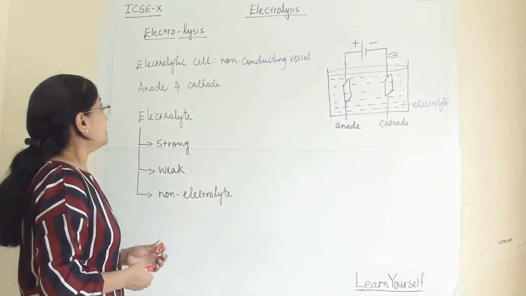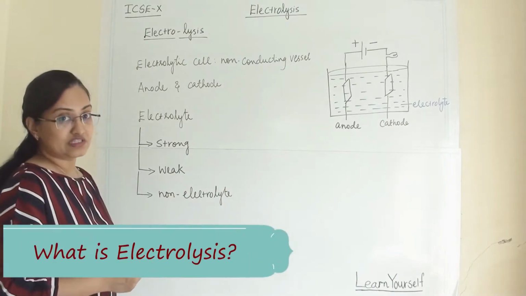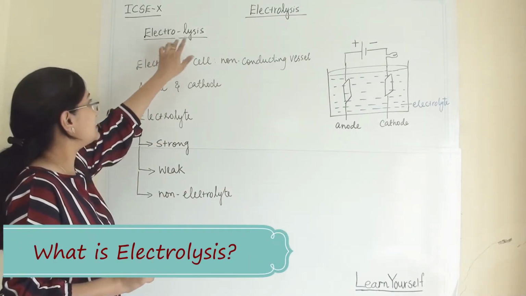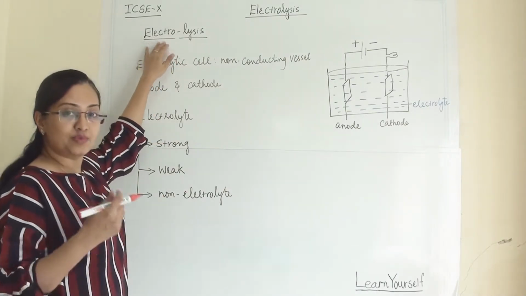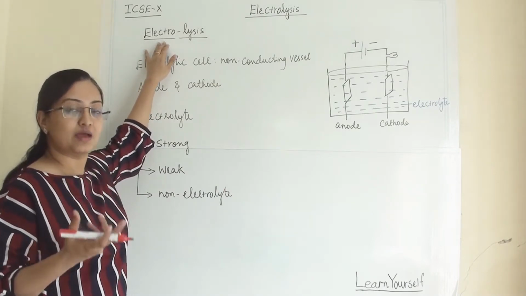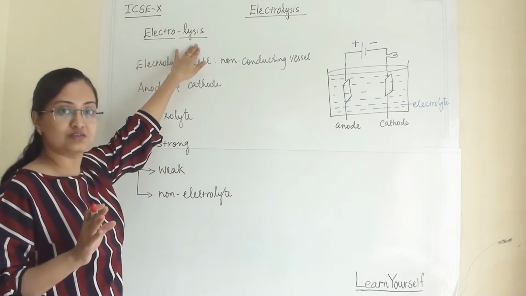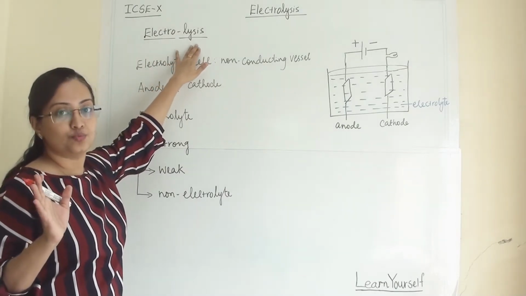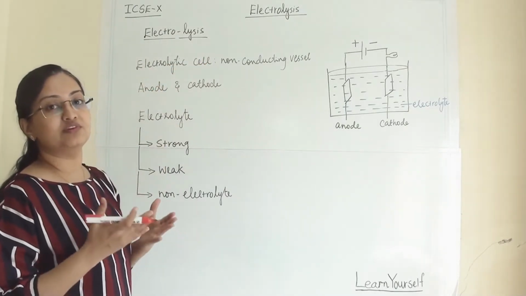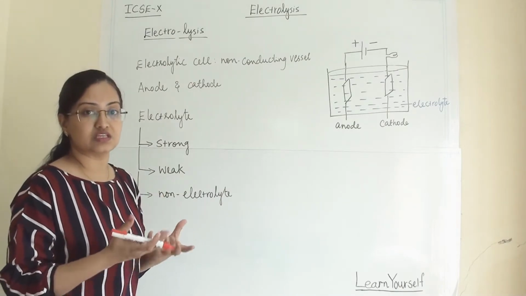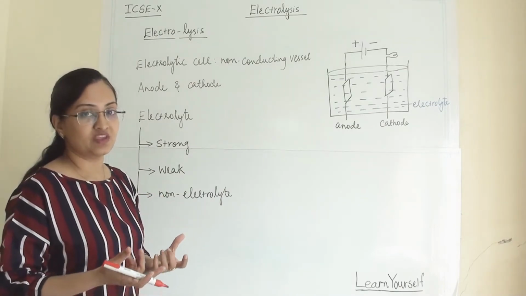So here, what is the meaning of electrolysis? If we divide this term, electro means the process which happens with the help of electricity, and lysis means pertaining to, meaning what all outcome we will get after this process is our electrolysis.